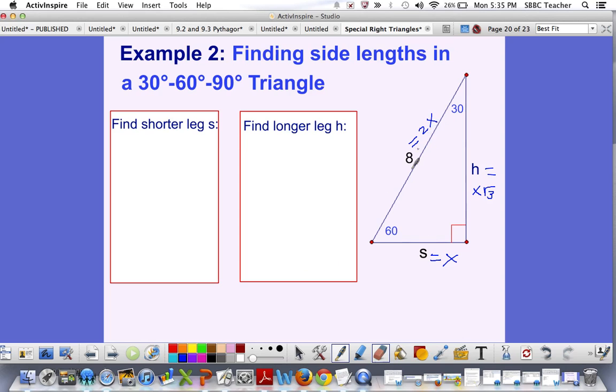Therefore, if the hypotenuse is equal to 2x, that means 8 equals 2x. So what is the length of x? We divide both sides by 2, and we get x equal to 4. So the length of that shorter leg is 4. The longer leg is x radical 3, and x equals 4, so we just write radical 3 right next to it. So the length of that longer leg is 4 radical 3.